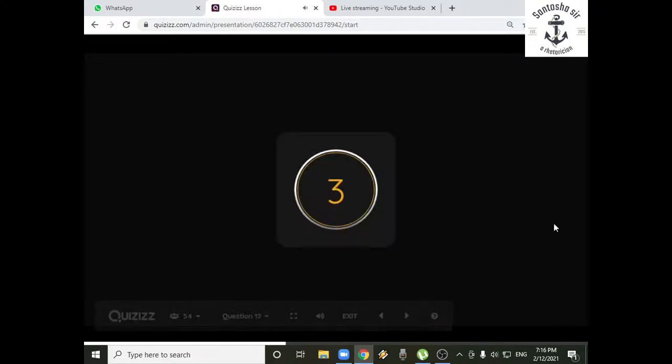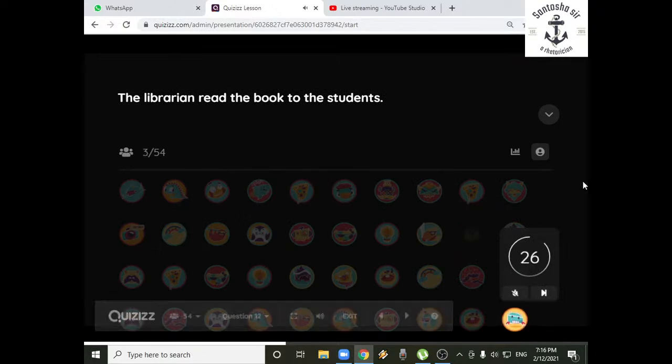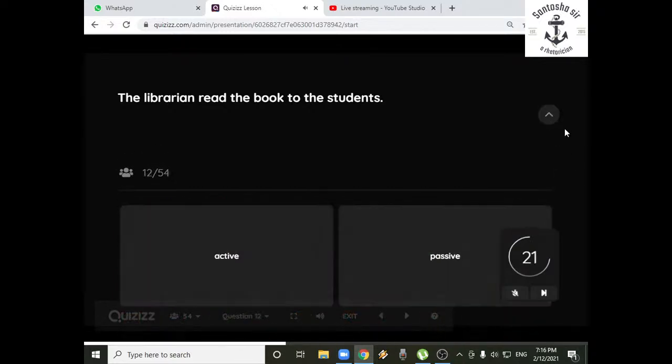Question number 12. The librarian read the book to the students. So what is this sentence? Is it active or passive? You need to find out which voice.